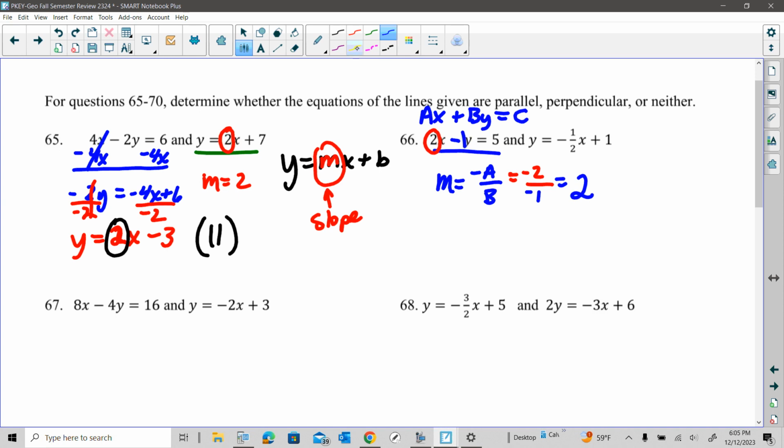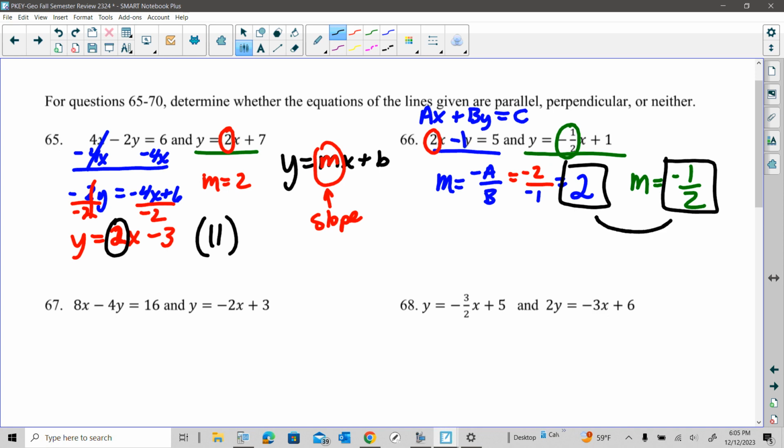Then I look at the next equation. y equals -1/2 x plus 1. The -1/2 is the slope, so -1/2. I compare these two numbers, a 2 and a -1/2. These two numbers have been flipped, and we have a sign change.